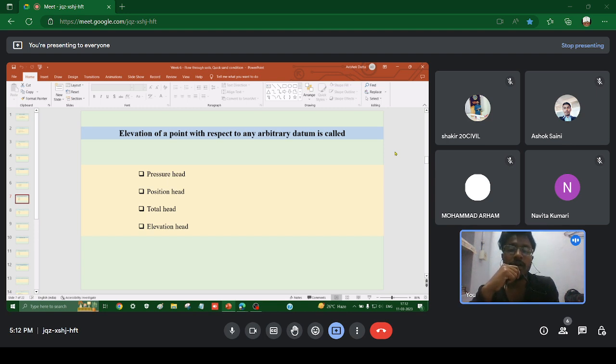Elevation of a point with respect to any arbitrary datum is called. The options are pressure head, position head, total head, elevation head. Next question.